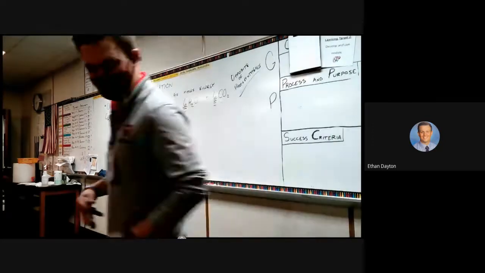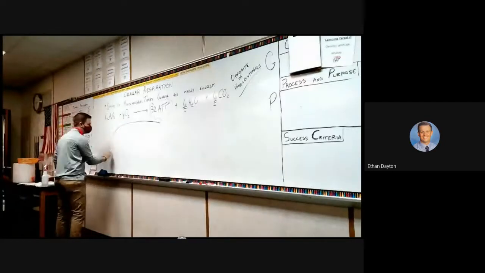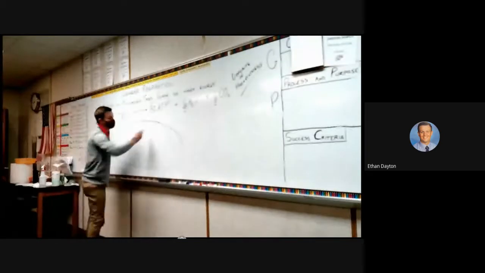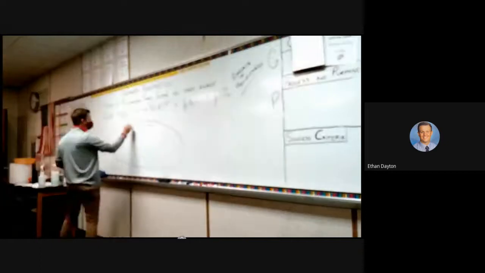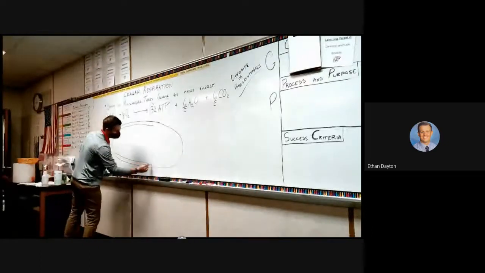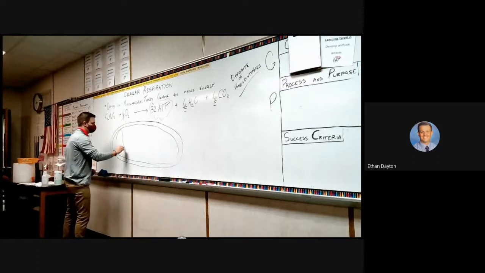So we've gotten into the equation. Now I'm going to draw the mitochondria. Well, a mitochondrion. It has a double membrane. Then you draw some folds like this.